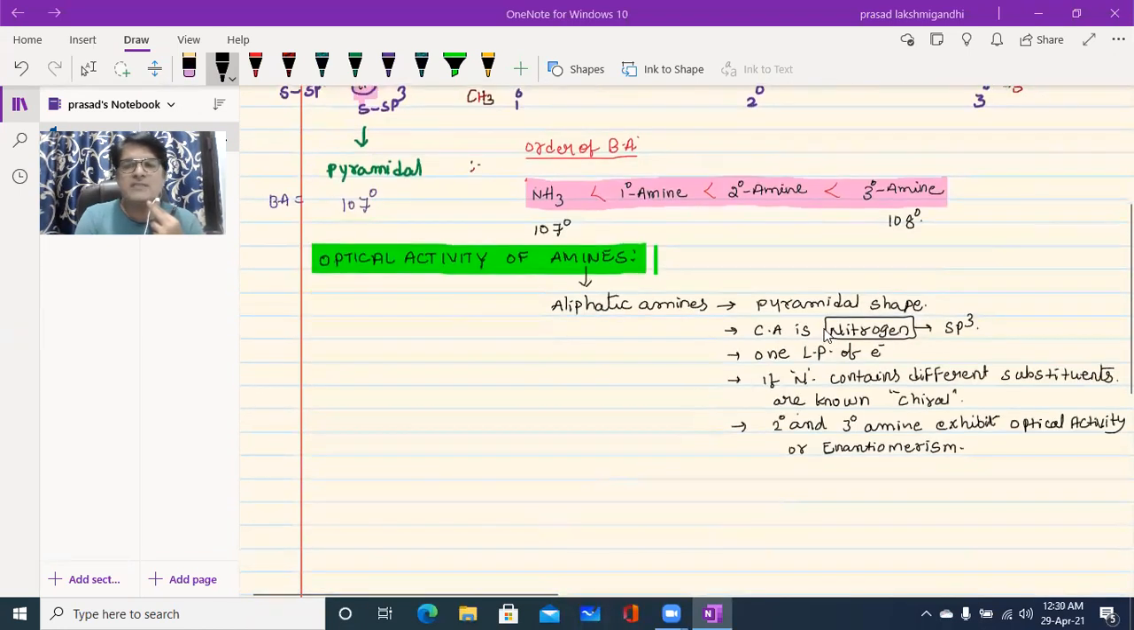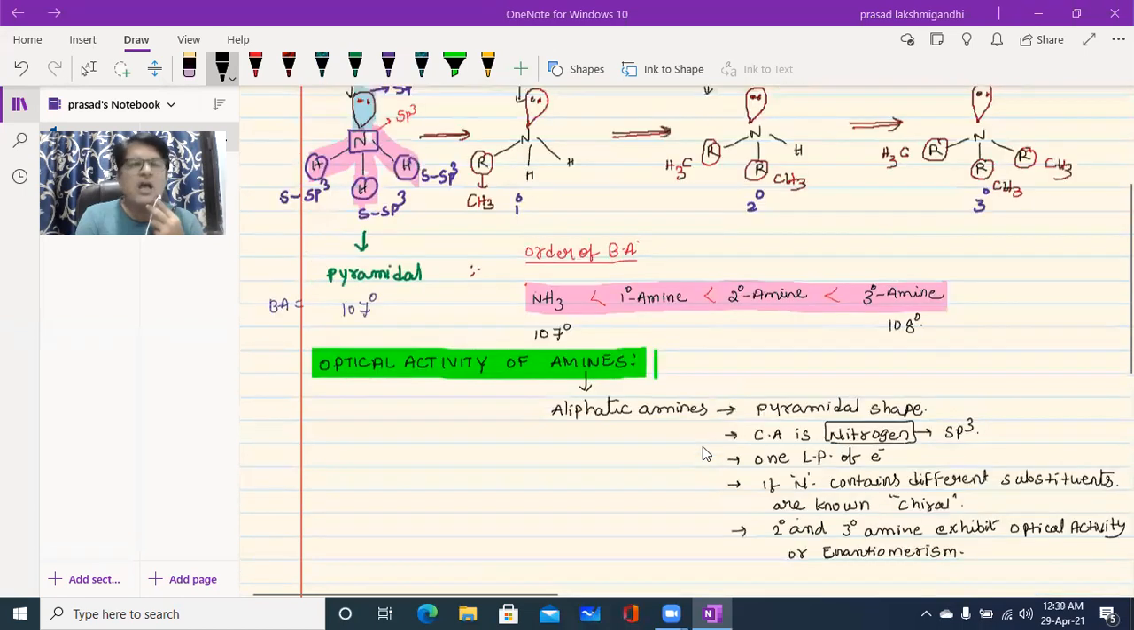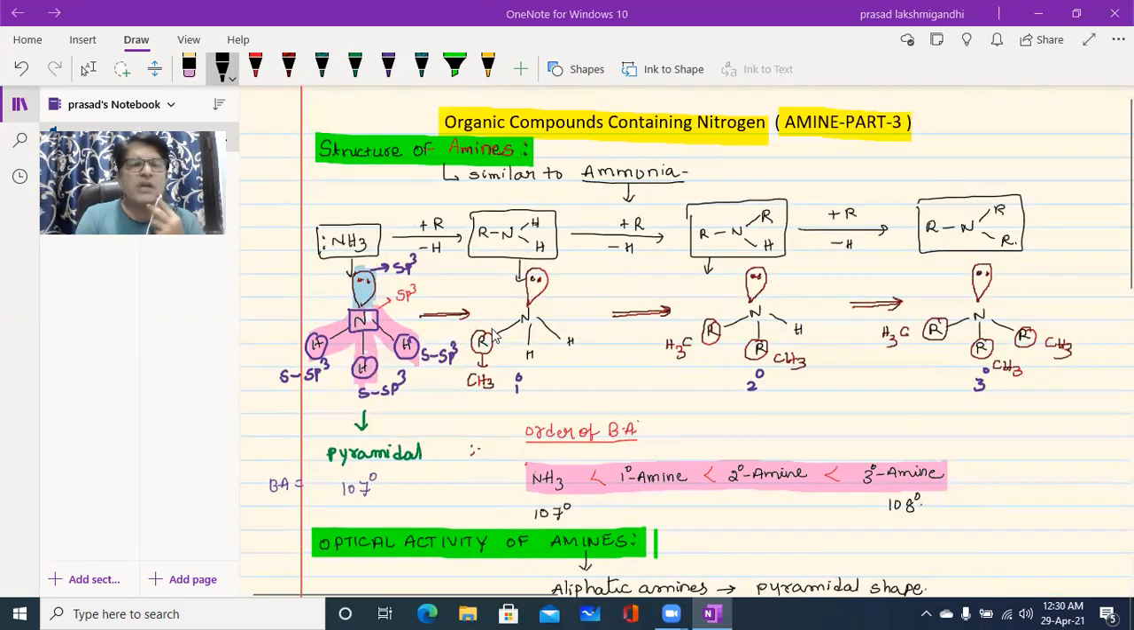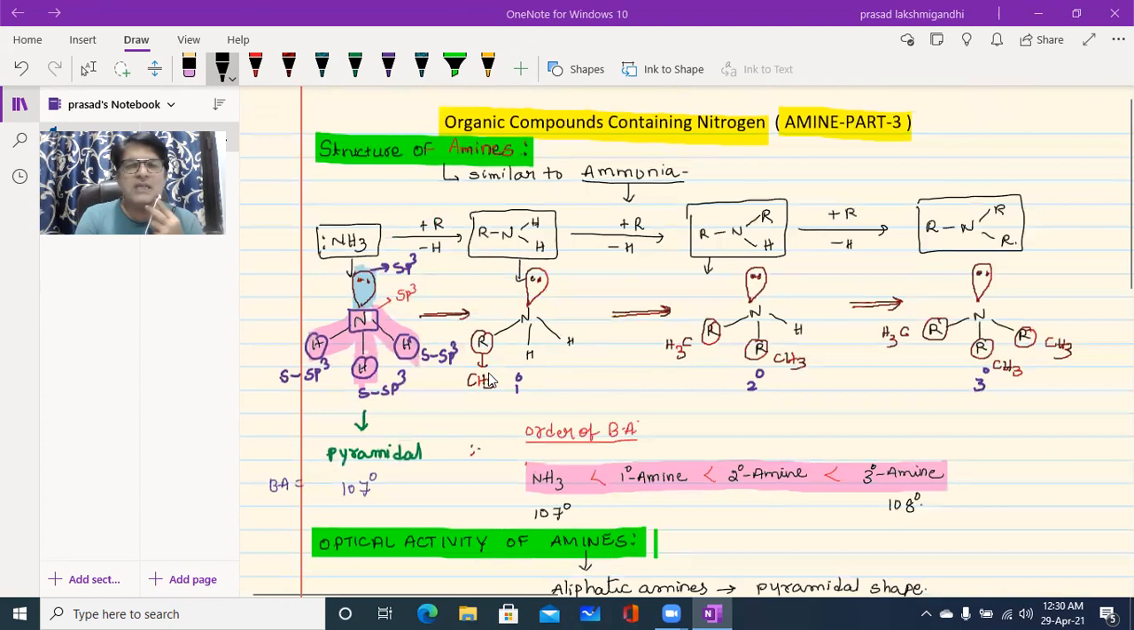Next, what is the central atom over here? The nitrogen, which undergoes sp3 hybridization, and the nitrogen contains one lone pair of electrons. Now, if the nitrogen atom contains different substituents: here the nitrogen atom is the central atom, and the primary amine contains CH3, the secondary amine has one CH3 here and another CH3 here, and the tertiary amine has CH3, CH3, CH3. But instead of like this, if there are different substituents, then in the primary amine, CH3 is only possible.